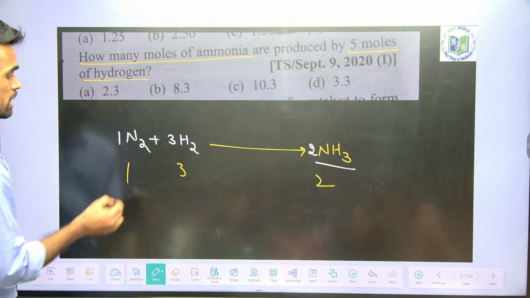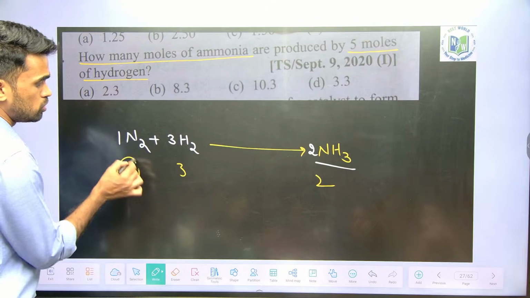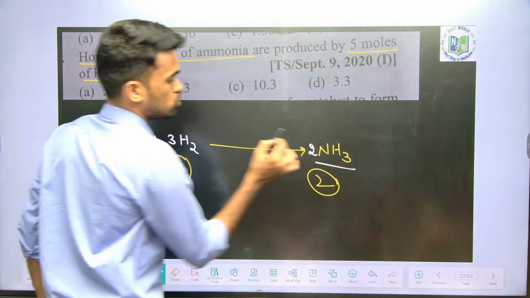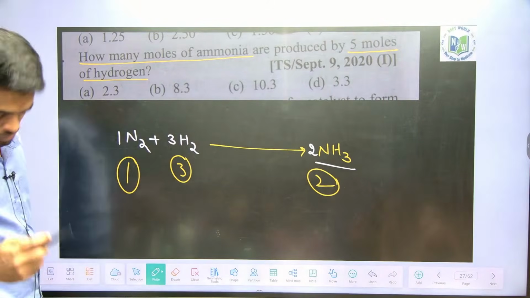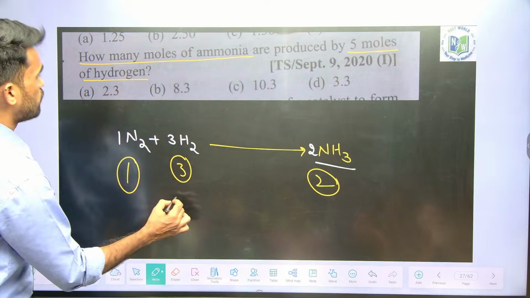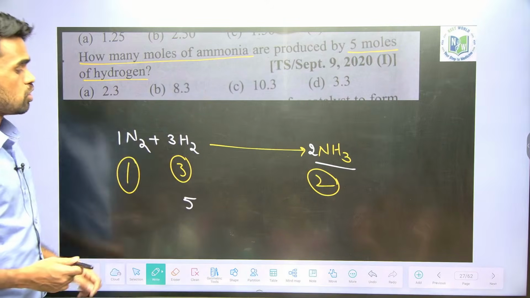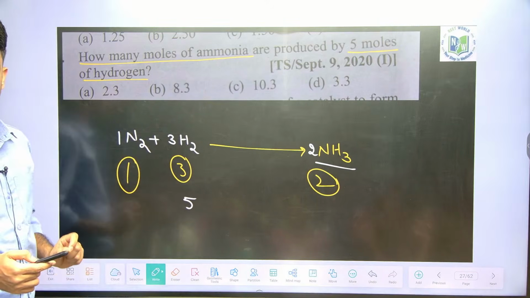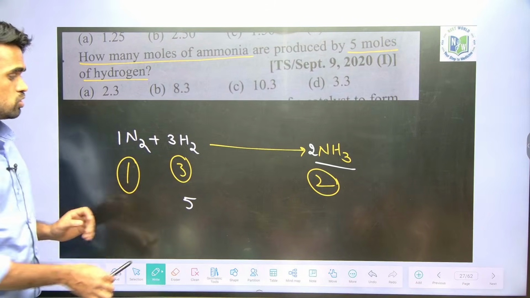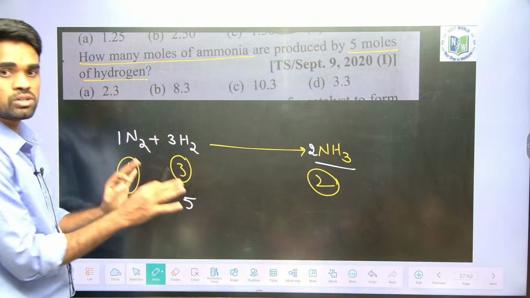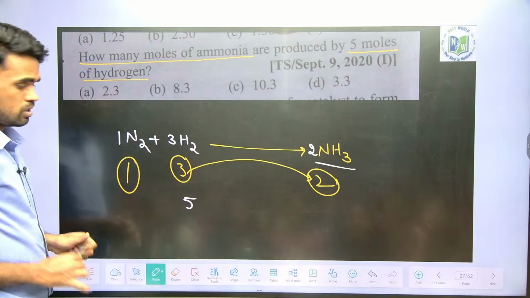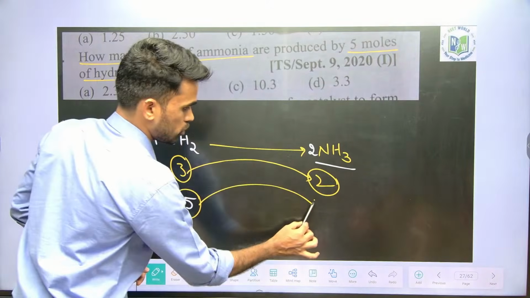So for every 1 mole of N2, how many moles of H2 are required? 3. So that you are going to get 2 moles of product, ammonia. Now what they are saying: how many moles of ammonia are produced by 5 moles of hydrogen. So hydrogen is how much they have taken? 5. They are not talking about nitrogen, so don't worry about this. Just calculate with respect to hydrogen only. For every 3 moles, how much are we getting? 2 moles. So for every 5 moles, how much are we going to get?